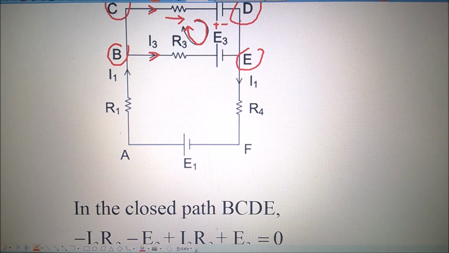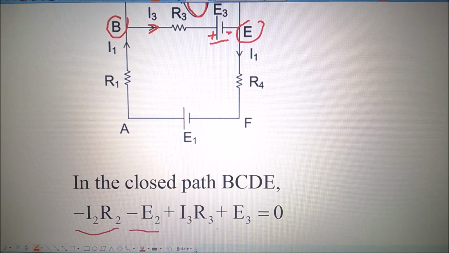Now we come to E to B. You can see E3: as you go, this is a negative and that is a positive terminal. Therefore, you are coming from a lower potential to a higher potential, so E3 is positive. And as you come from E to B, you are moving against the direction of the current I3. Therefore, the product of I3 into R3 will be positive. I3 into R3 is shown here positive, and E3 is also positive, as I told.